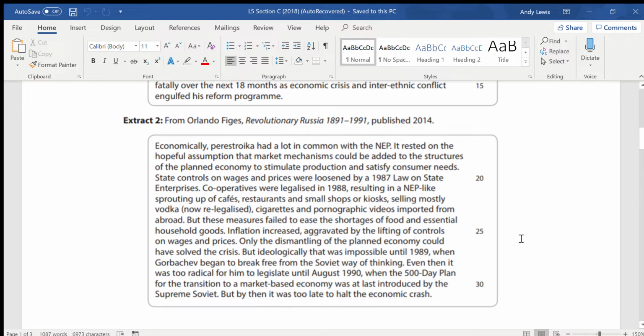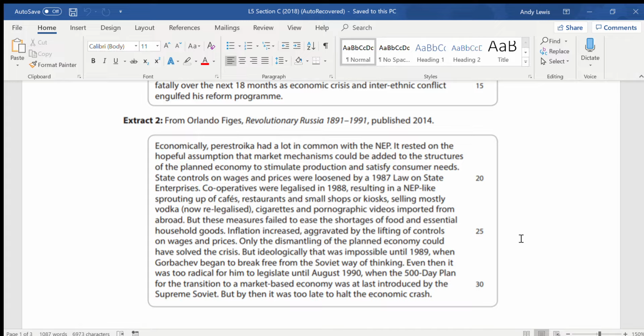Now, as we move to extract 2, again, we're not going to read through it, but we can see that mostly it's about the economy. Okay, so perestroika, what that was. It says things like only the dismantling of the planned economy could have solved the crisis. The 500-day plan is mentioned. The cooperatives leading to inflation. So again, loads of points there that could link to the collapse of the Soviet Union.